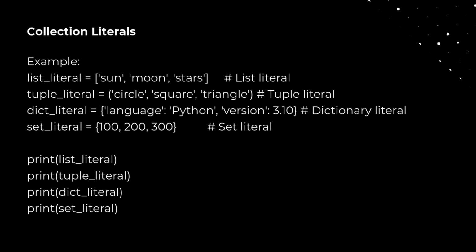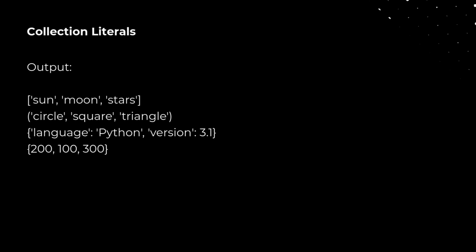Let us see an example. List literal is equal to sun, moon, stars. Tuple literal is equal to circle, square, triangle. Dictionary literal is equal to language Python, version 3.10. Set literal is equal to 100, 200, 300. Now print these literals. Here we have initialized a list, tuple, dictionary and set and printed them for users. And the output is this.